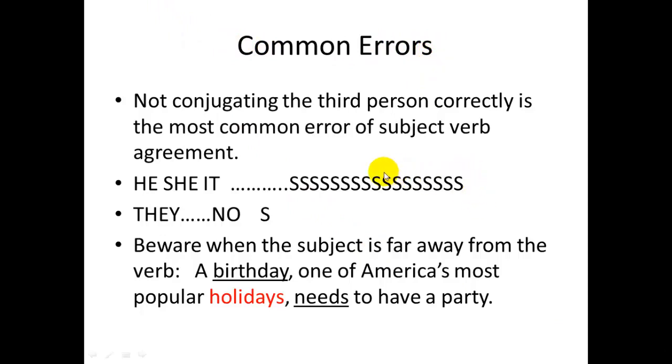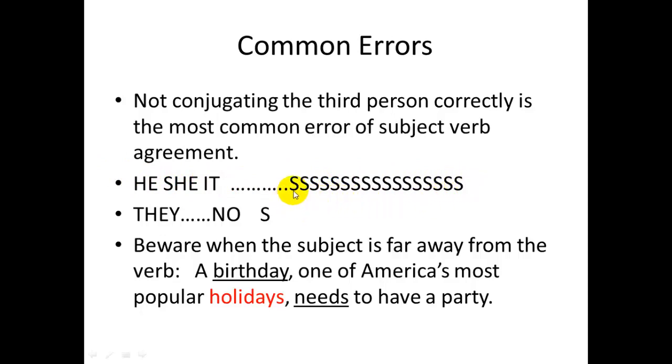In my experience of 25 years reading essays, the biggest mistake is the third person singular. Students get confused between a plural noun and a third-person singular subject and its correct verb. So, not conjugating the third person correctly is the most common error of subject-verb agreement. So remember, he, she, and it. The verb will always end with an S. And it is confusing because he, she, and it are singular, and yet it ends with an S.